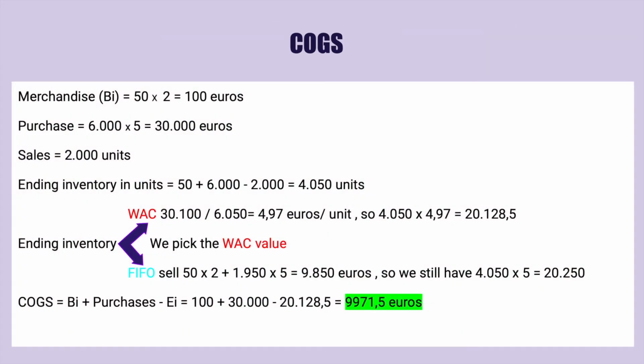First, we need to calculate the COGS, and to do that, we need the beginning inventory, the purchases, and the ending inventory. To calculate the ending inventory, we have to choose a way to do it. In the presentation, it shows you the WACC and the FIFO, and we are going to choose the WACC value that, like you see, we are adding into the COGS formula, and we have the final result that is 9,971.5 euros.